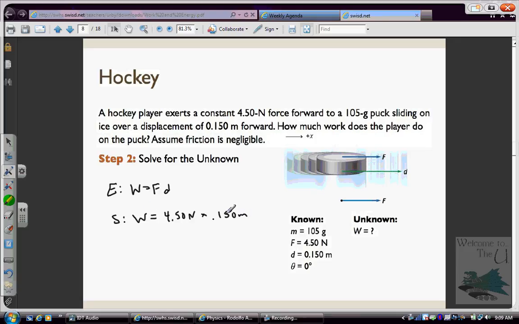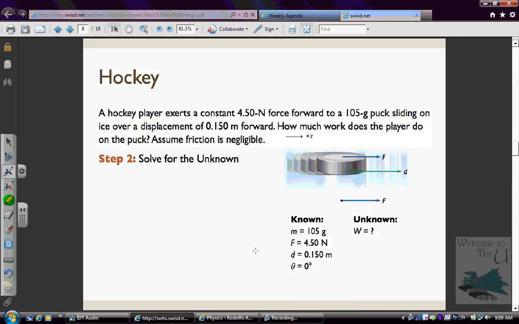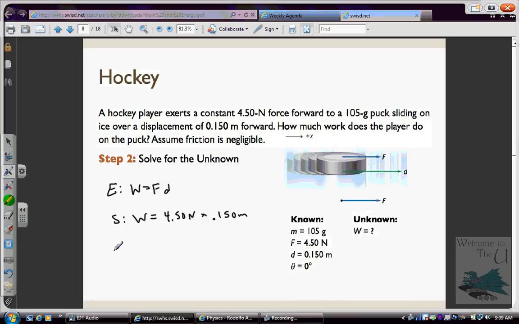Now, you'll see that the mass was actually extraneous information for this problem because the force was perpendicular to its mass, so we don't actually have to find the force of gravity. So we'll just multiply the force and the distance, the 4.50 newtons, by the 0.150 meters. And you'd get an answer of 0.675 for our solution here. Work would equal 0.675 joules of work. Okay, and again, that's in a positive direction because the force is in the same direction as the displacement.